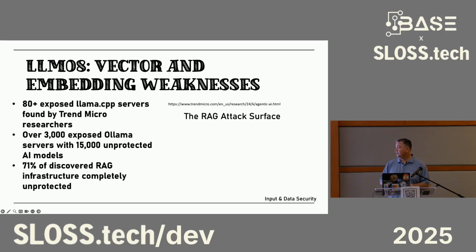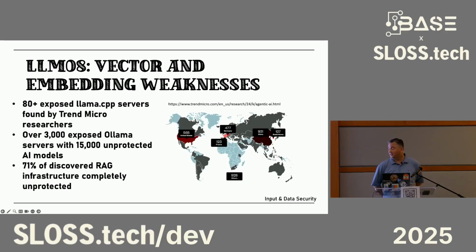So let's talk about vector embedding weaknesses, or why this is important. I met a cool guy over at BSides, Steven. He was one of the authors of this report. And the one I want to point out down here is that 71% of RAG infrastructure is completely unprotected. In other words, if you're paying a subscription fee, stop, you can get it for free, and all of your clients' data. Even scarier, we're not far behind China or all the others combined. We're the second highest, other than others.